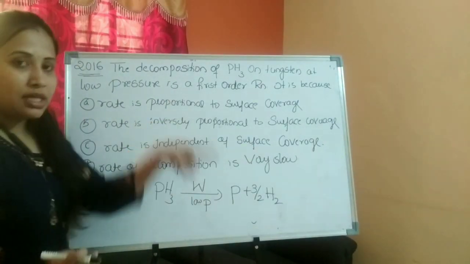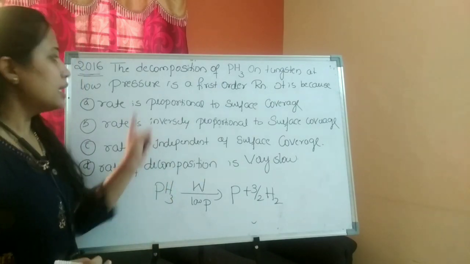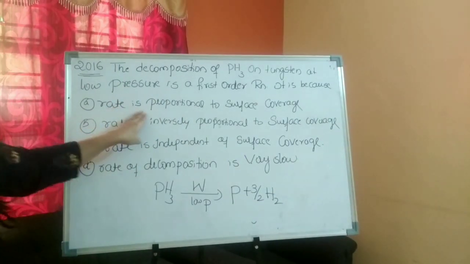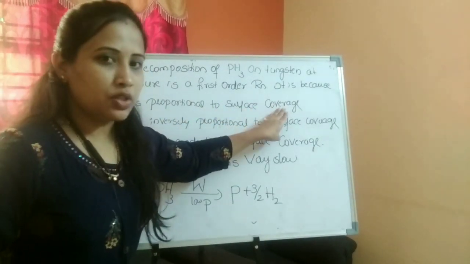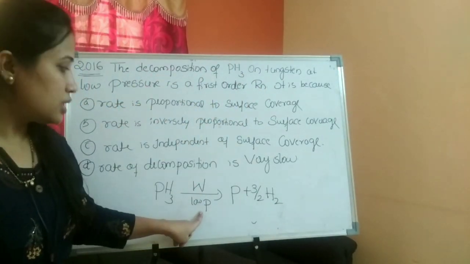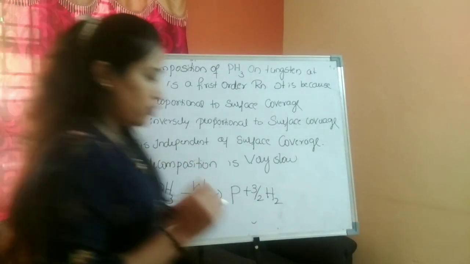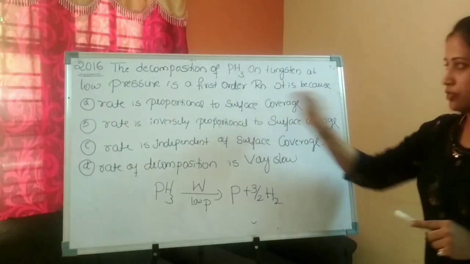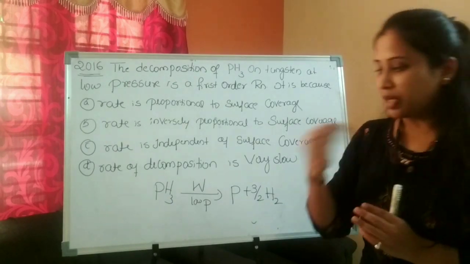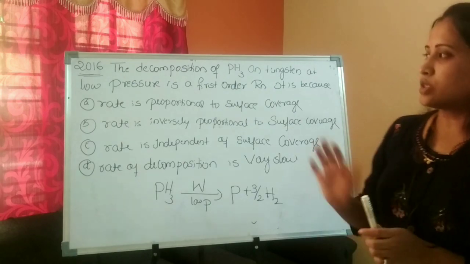More the surface area available, obviously the rate of a reaction also increases. Agree? So I could say the rate is proportional to the surface coverage. Always, since it is a heterogeneous catalysis reaction, at low pressure it follows the first order reaction. If the pressure is high, it is going to follow the zero order reaction. It is quite simple.